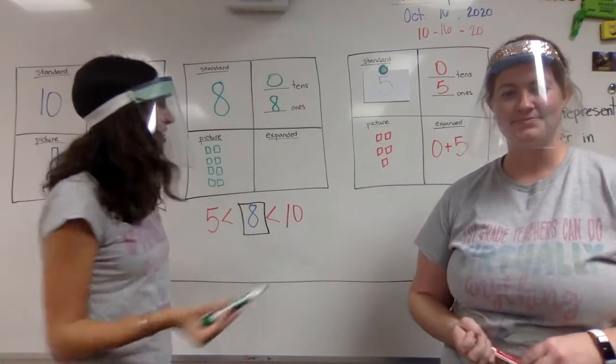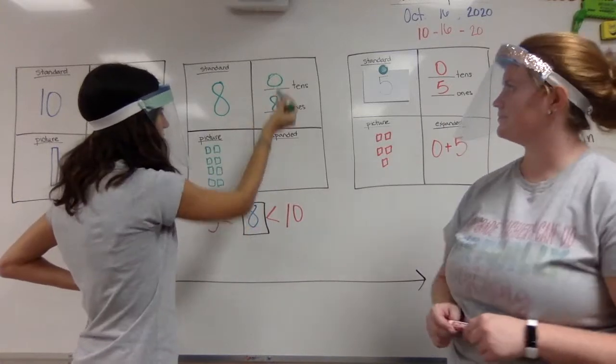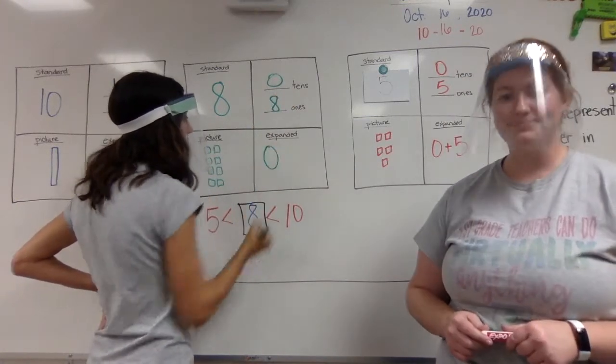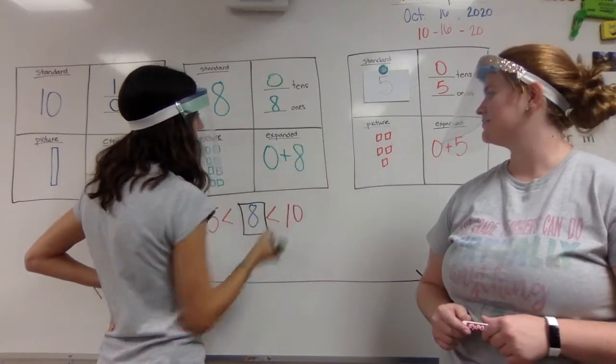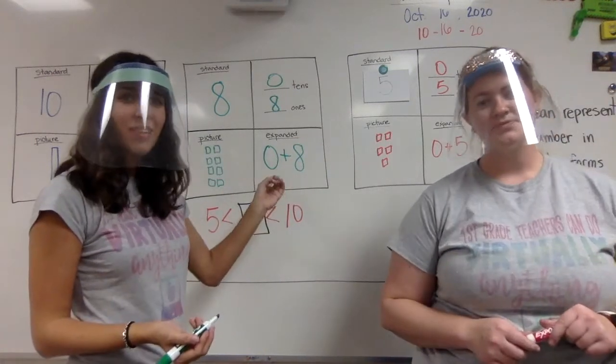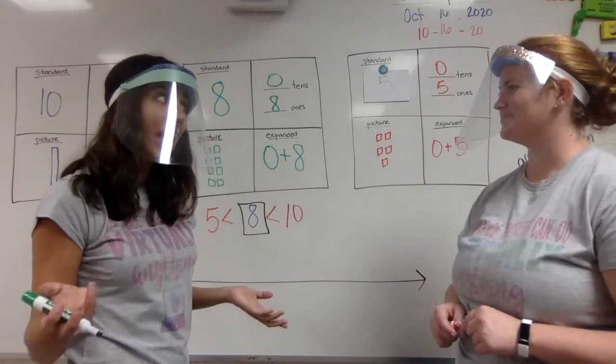I have 8 boxes. And then for expanded form, I'm going to take my tens. So I have 0 tens. And I'm going to add it to how much my ones are worth, which is 8. And I know that 0 plus 8 would equal 8.